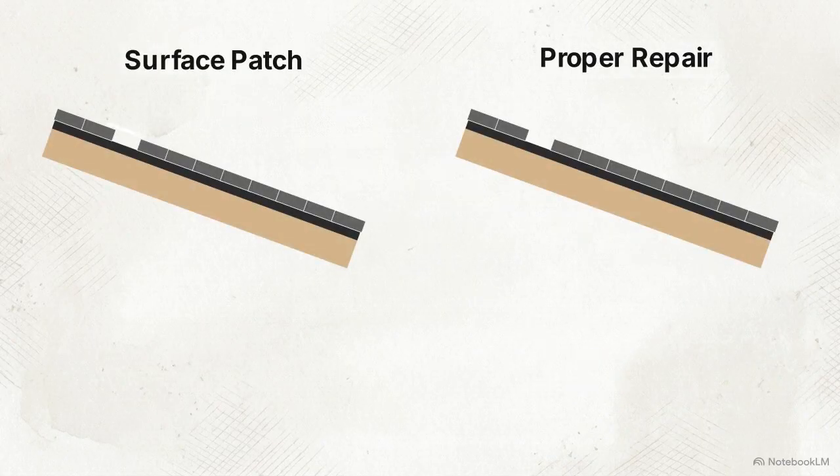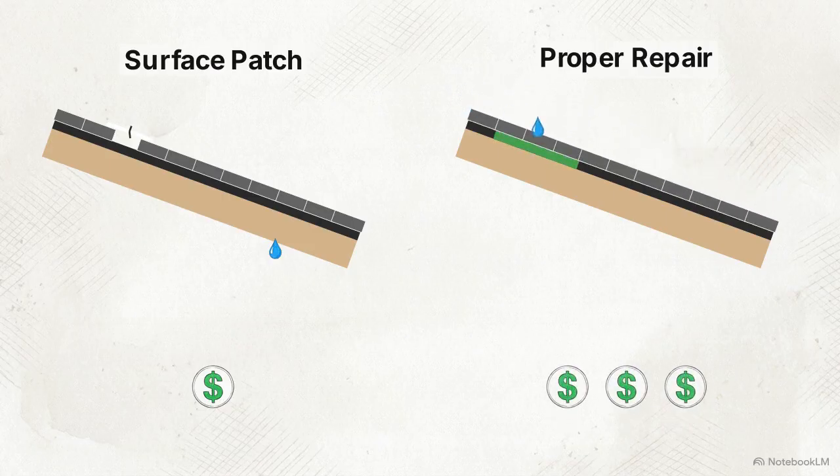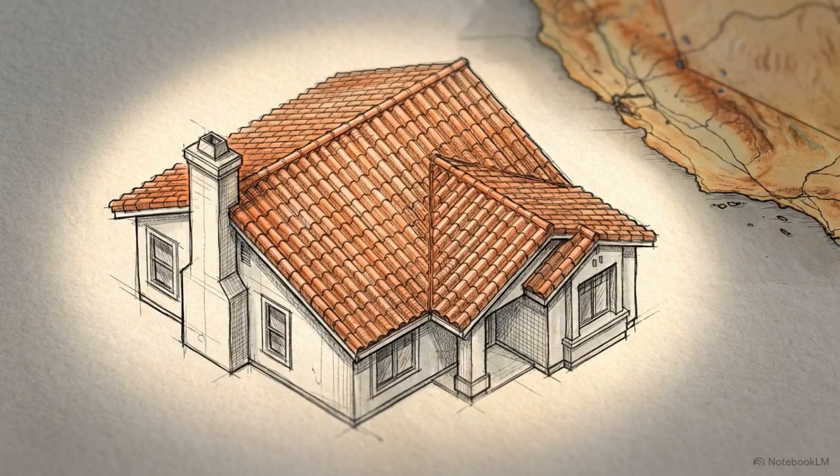You face a direct trade-off. Pay a low fee for a surface patch that cracks and leaks by next winter, or pay more upfront for a technician to remove materials, trace the water path, and replace the compromised layers. To budget correctly, you have to ignore statewide averages. You need a localized framework based squarely on the actual symptoms occurring on your roof.